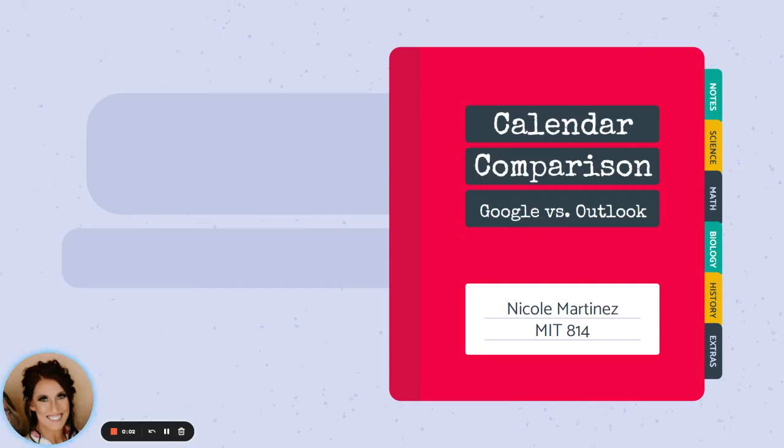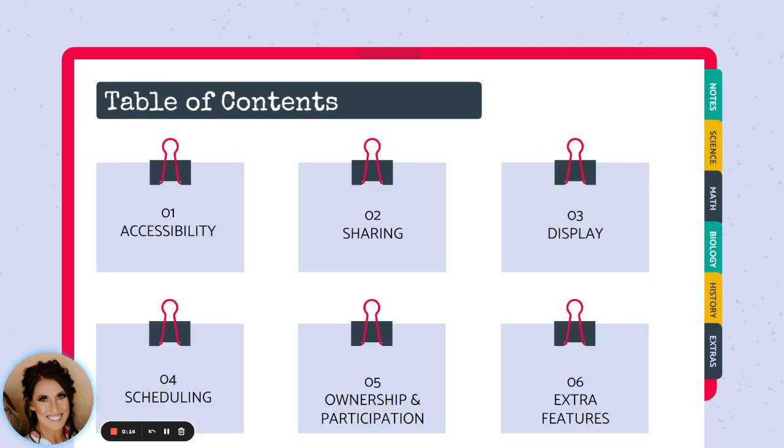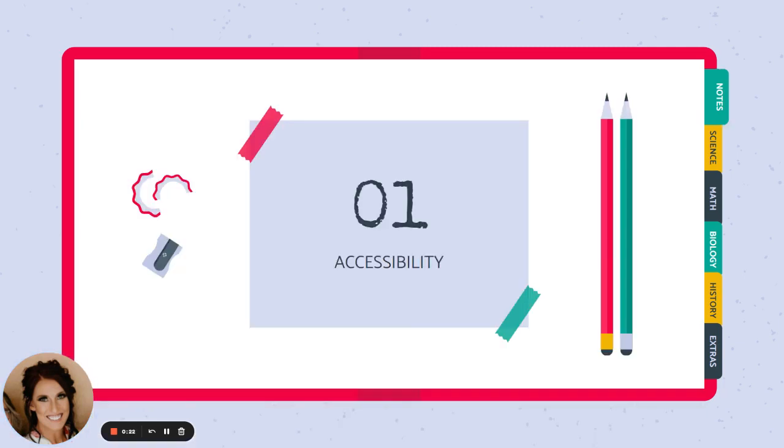Hi everyone, we're going to be doing a calendar comparison. This is going to be looking at Google versus Outlook. So the ISTE standards, we have the learner, the leader, and the collaborator. And then the 6 different features that we're going to be talking about: accessibility, sharing, display, scheduling, ownership, and participation, and then any extra features.